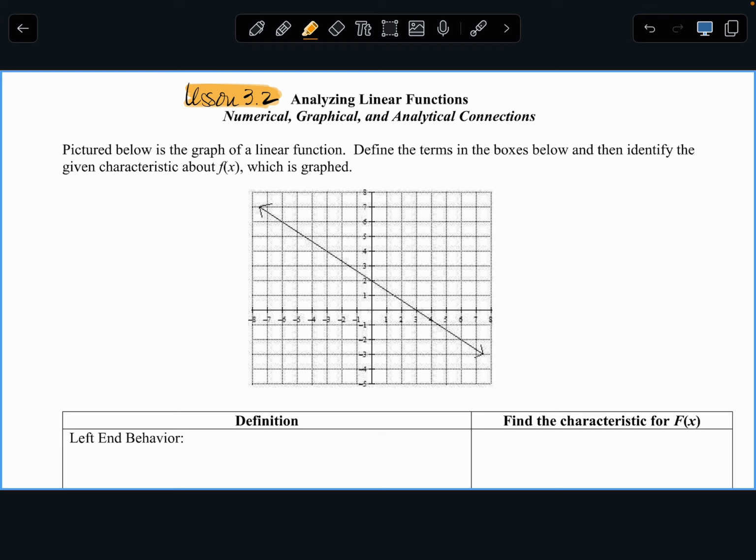So remember, we've talked about there are going to be three different ways that you can represent a function: numerically, which is like a table of x and y values; graphically, which is what we have here, a graph; and then analytical is when you actually have the equation that gives you this graph or that table of values.